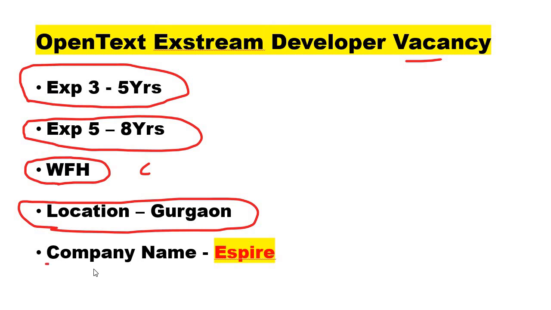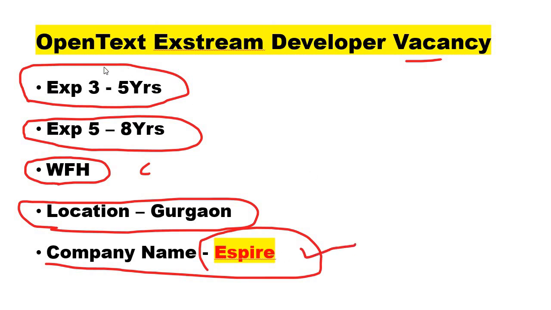So guys, the company name, if you can see here, is Aspire. This is the company which is hiring for the OpenText Exstream developer. So basically I have told you this basic information. Now, how will you apply for this job, and who is the contact person?